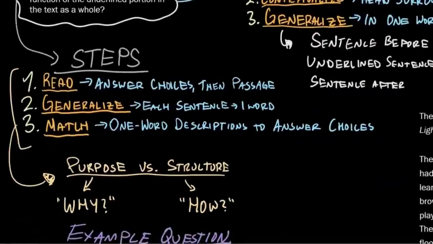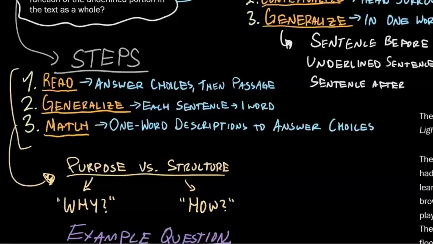So the first thing is you read the answer choices, then the passage. Why is this? Because when you're looking at a problem like this, what you need to know is how every sentence in the entire passage is functioning. Now, passages in the SAT can be no longer than 150 words. These ones are pretty close to that limit often.